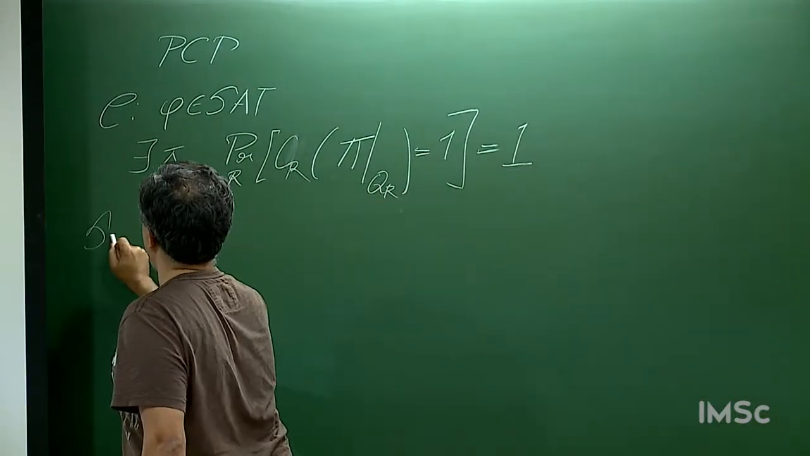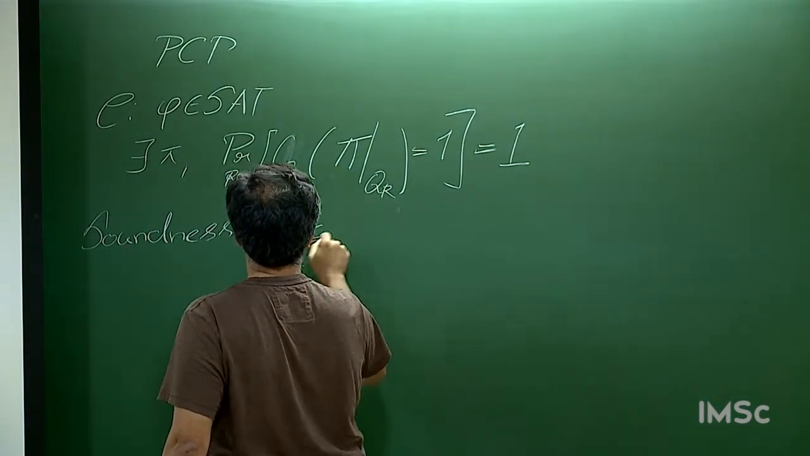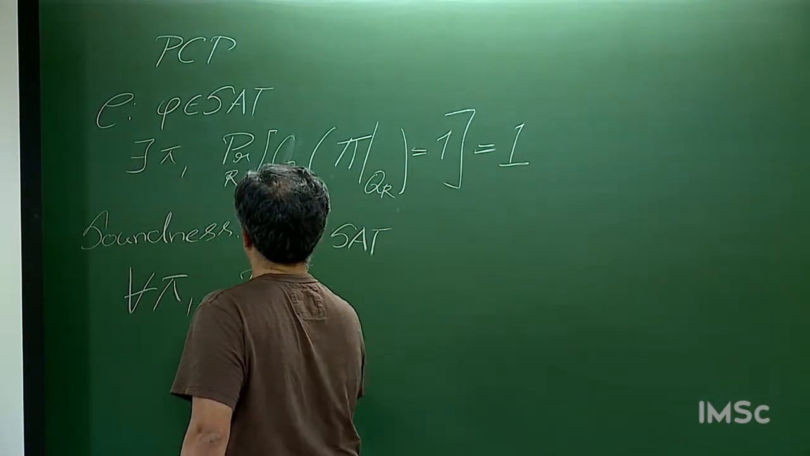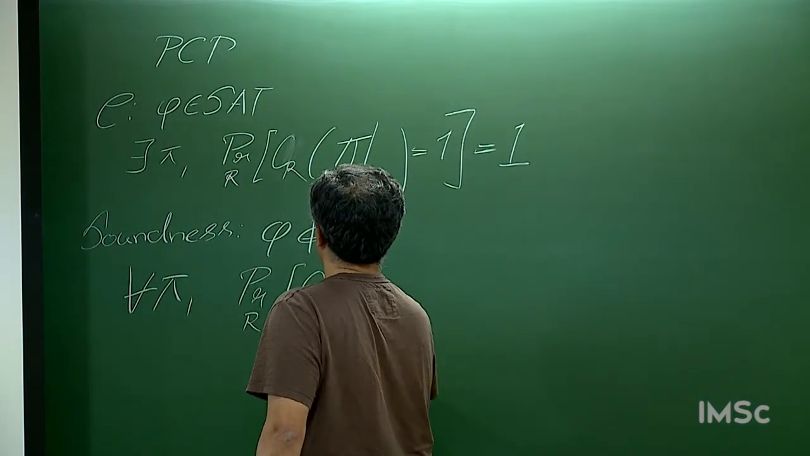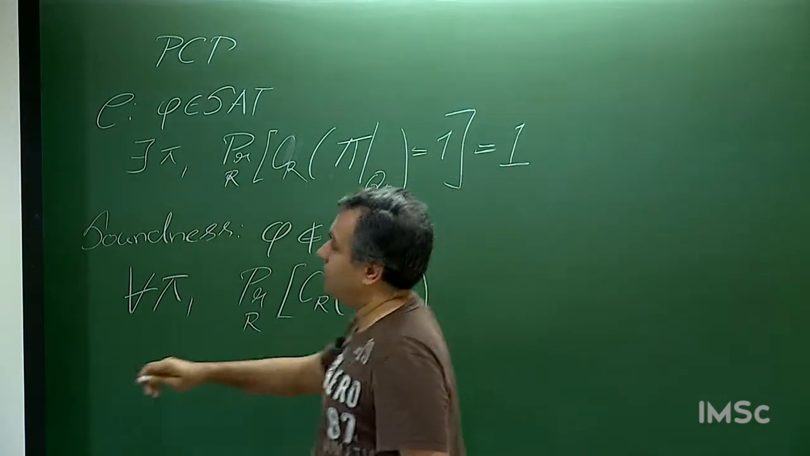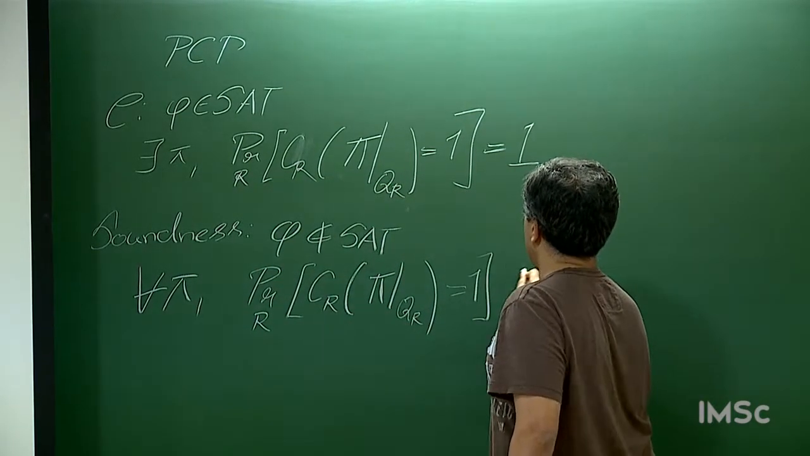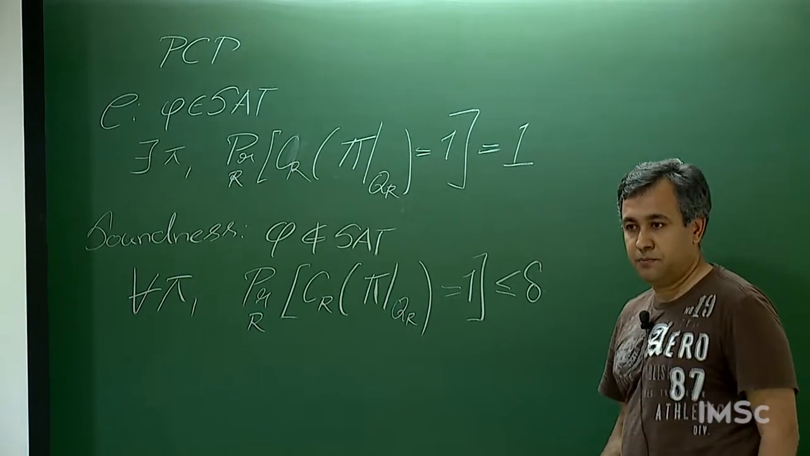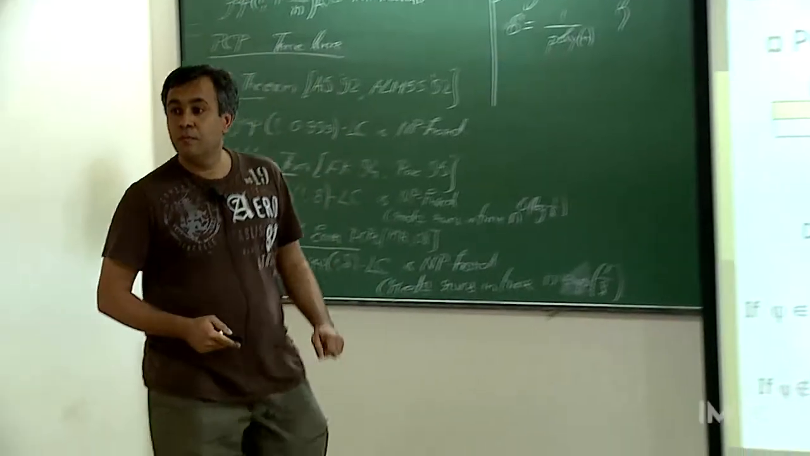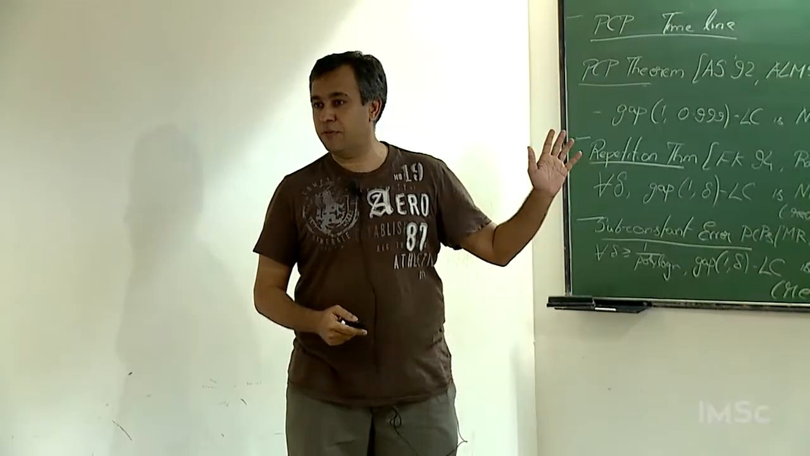And soundness says that if phi is not in SAT, then for all proofs pi, the probability that the local view, by pi QR I mean just this part of the proof, satisfies the local predicate is at most some constant delta. The randomness is over which places I pick. The verifier is going to toss some coins. That's over the random coins of the verifier.